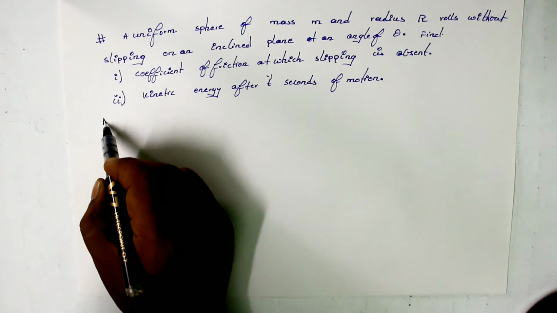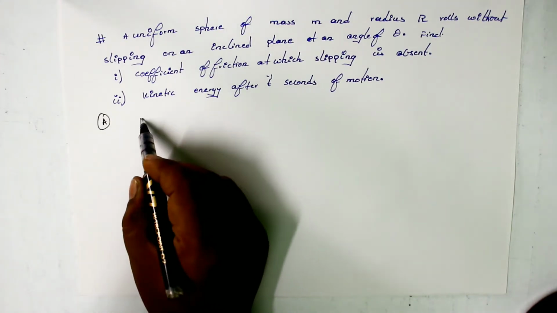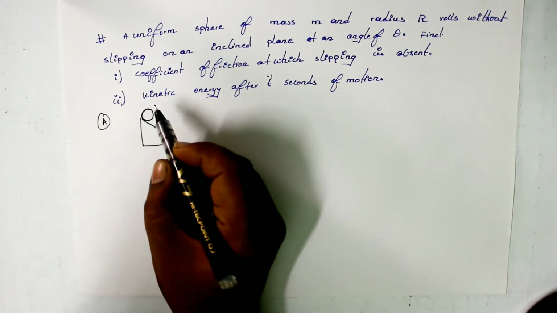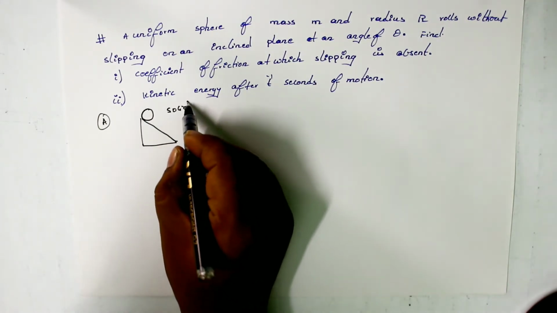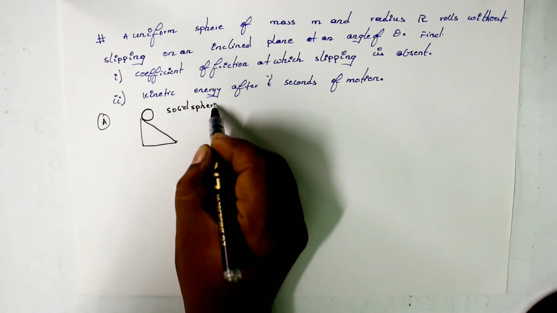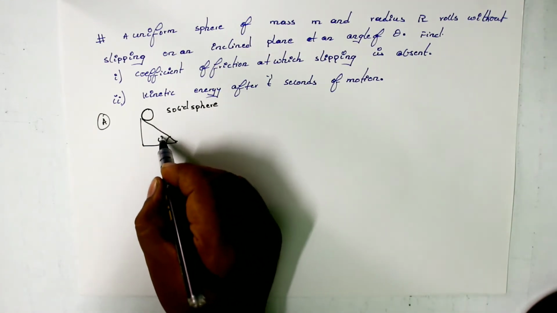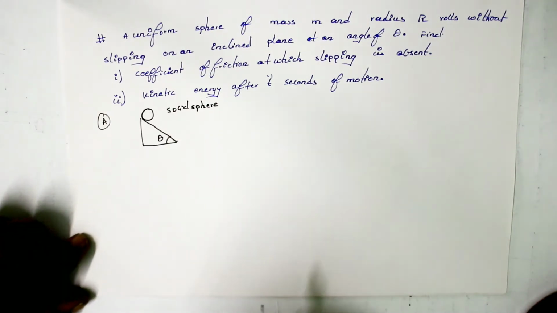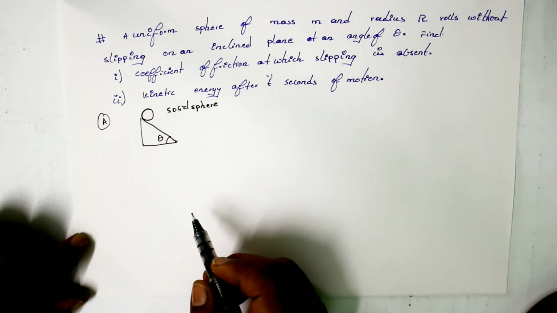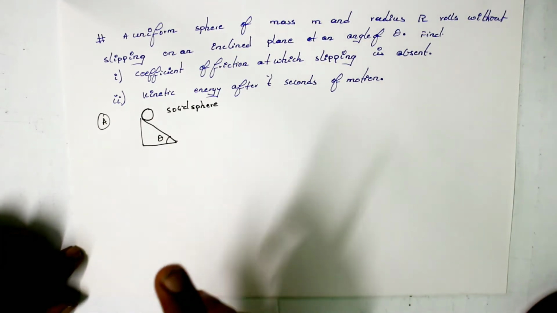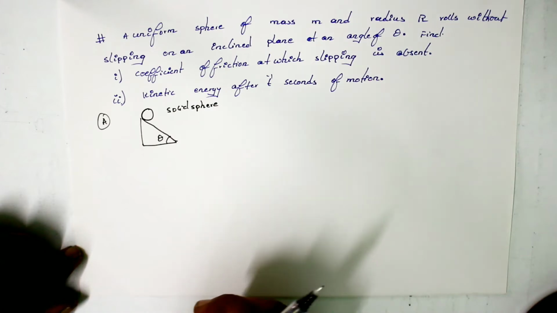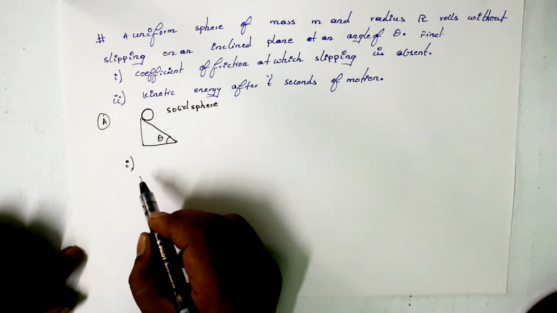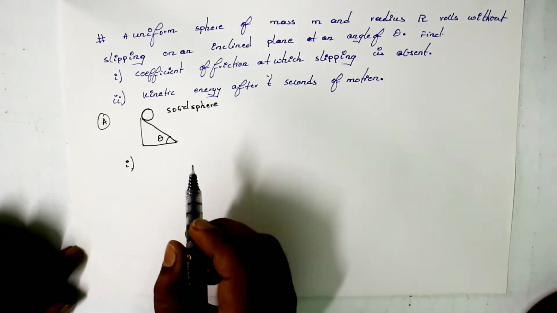So, if I draw a diagram of this one, here is a sphere, a solid sphere. This solid sphere is rolling on an inclined plane at an angle of theta. Then we are supposed to find the coefficient of friction at which slipping is absent. It means this body is rolling in this condition, and the minimum coefficient of friction required for a body to roll, we have already discussed in the theory part.